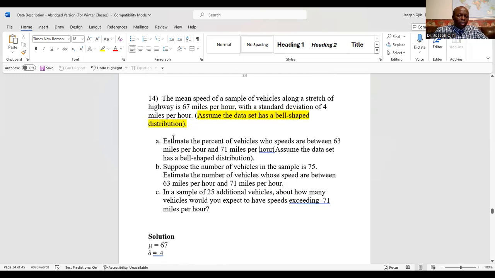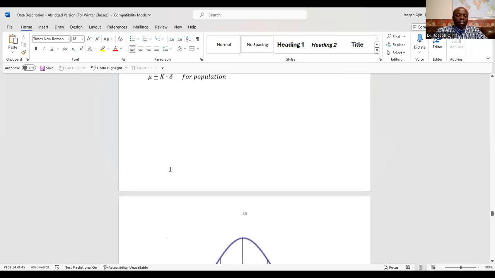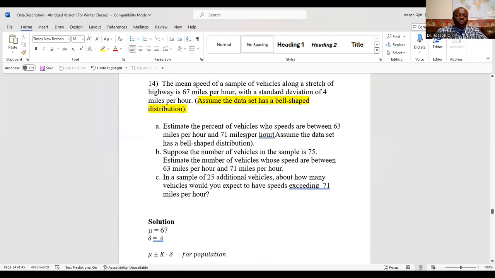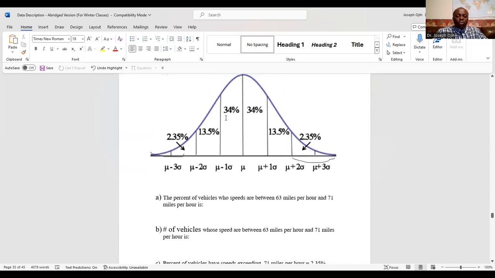Let's do it. First thing is to write out the mean and the standard deviation. Mean is 67. Standard deviation is 4. So let's answer the first question. To be able to answer this question, we need this chart. On the left side of the mean, you subtract one standard deviation, 2 standard deviations, and 3 standard deviations. And on the right side, you add 1, 2, and 3 standard deviations.